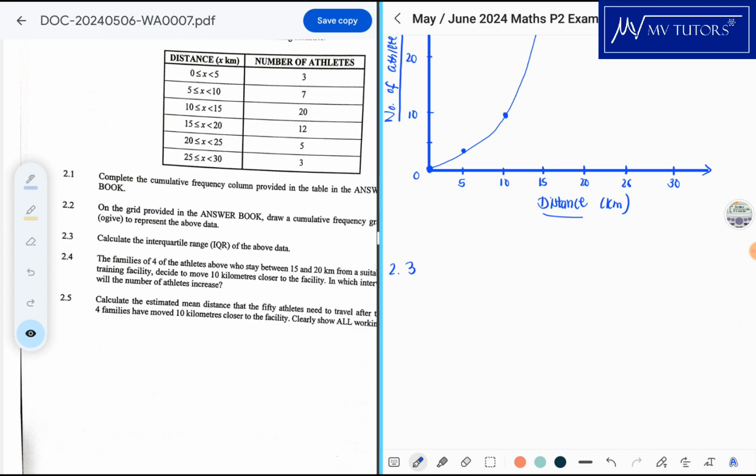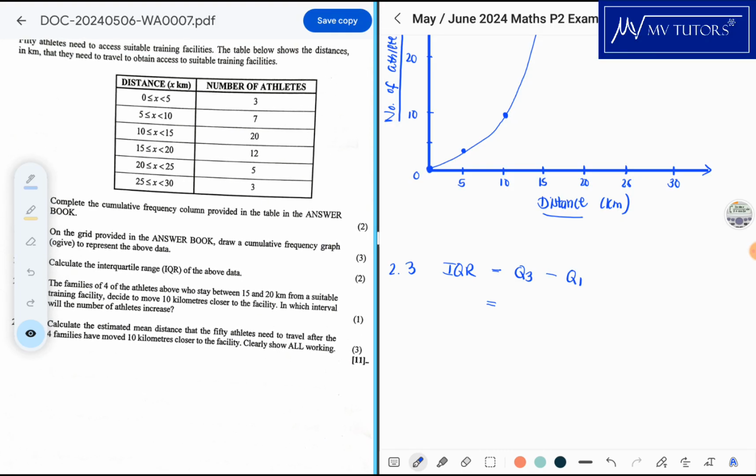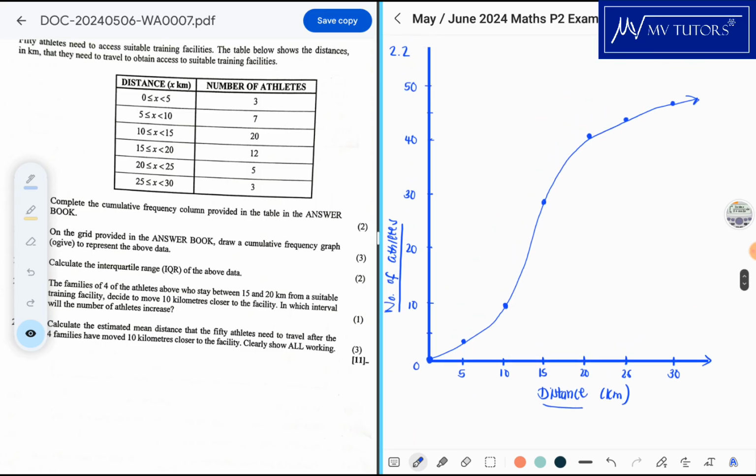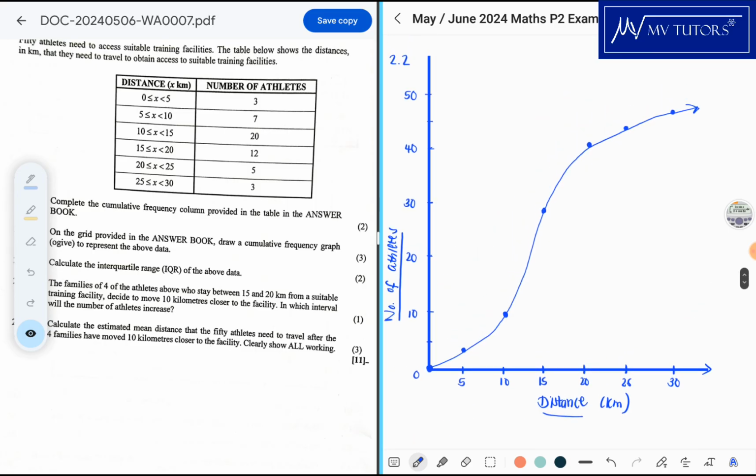Calculate the interquartile range. I hope you remember this from grade 11 or grade 10. The interquartile range, basically we're taking the third quarter, Q3, the upper quartile, subtracting the lower quartile. Okay, and now we need to go back to our graph, which will help us with the quartiles. So in terms of quartile, the upper quartile, you need to take your 50 and multiply it by 3/4. That's the upper quartile.